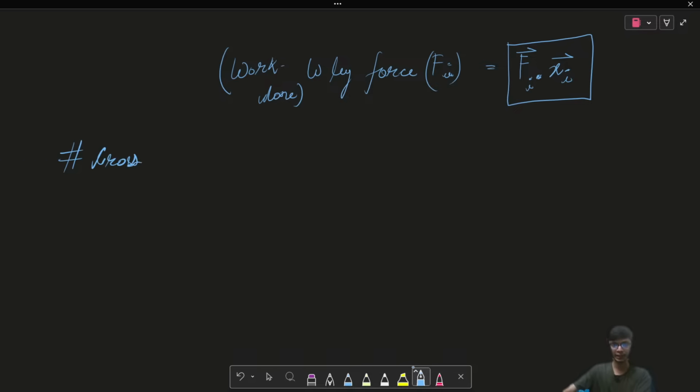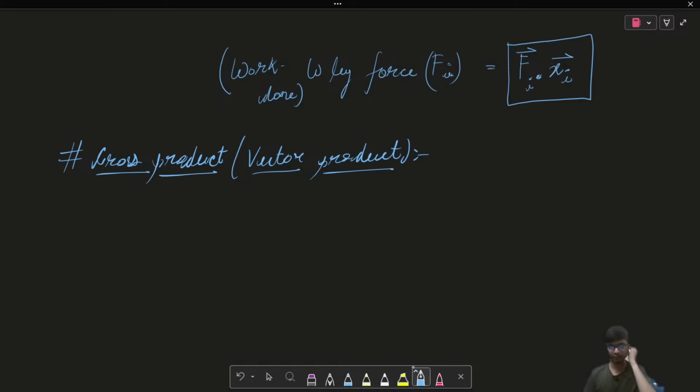So let us now study about cross product or vector product, because the result is a vector. So this is also called as vector product. Okay, so let's try to discuss what is cross product or vector product. Now, let us say I have two vectors.